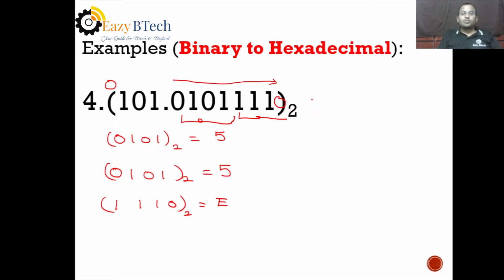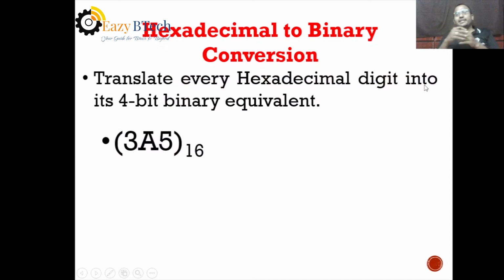So the corresponding hexadecimal equivalent for the given binary number is 5.5E. So this is the procedure we have to follow for finding the hexadecimal equivalent of a given binary number. Next, we will see how to find the binary equivalent for a given hexadecimal number.